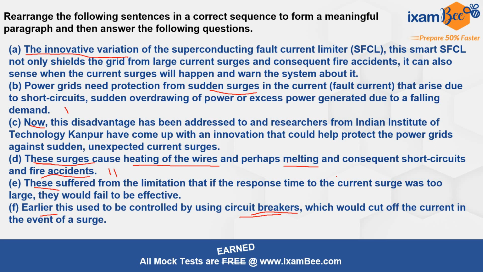So remember in A, we talked about an innovative variation, right? That means a new device might have been formed, right? So look at C1 now. Now this disadvantage has been addressed when researchers from Indian Institute of Technology Kanpur have come up with an innovation.